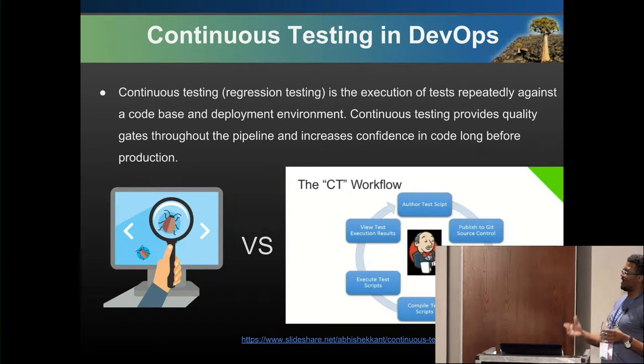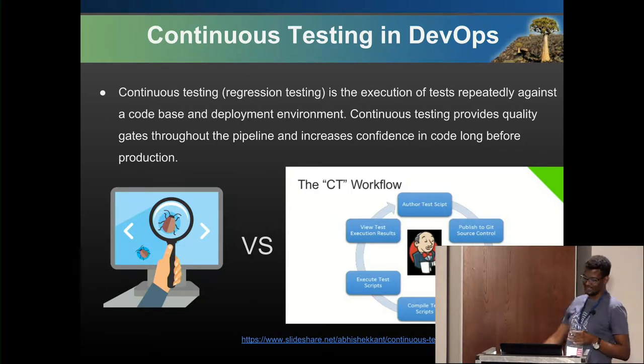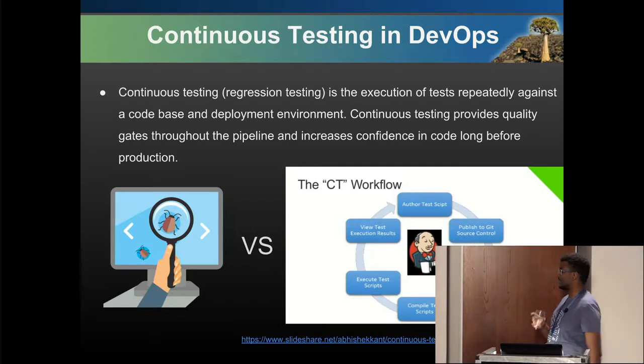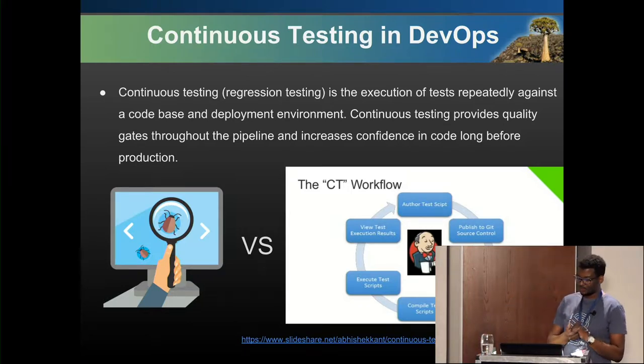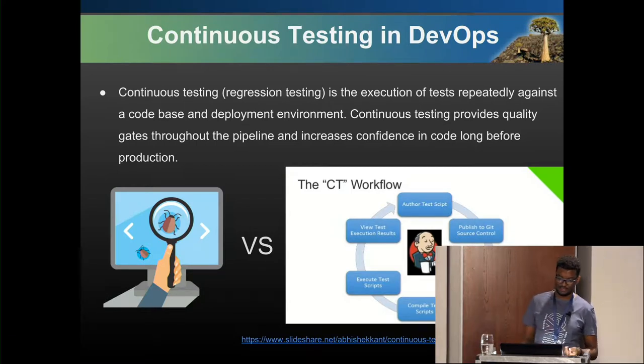So I've since implemented continuous testing using regression testing by means of Jenkins and Docker. So what is continuous testing? I think Jaco spoke about continuous testing in his last DevOps talk, which I took some notes from and implemented some stuff. So thanks to Jaco. So what is continuous testing? It's an execution of tests repeatedly against source code. And basically, that's what we need to do.